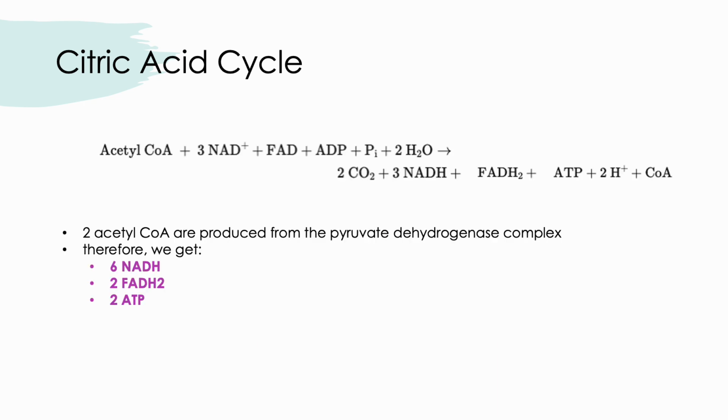So here is the net reaction of the citric acid cycle, but note, since 2 acetyl-CoA are produced from the pyruvate dehydrogenase complex, we actually get a total of 6 NADH, 2 FADH2, and 2 ATP from this cycle.